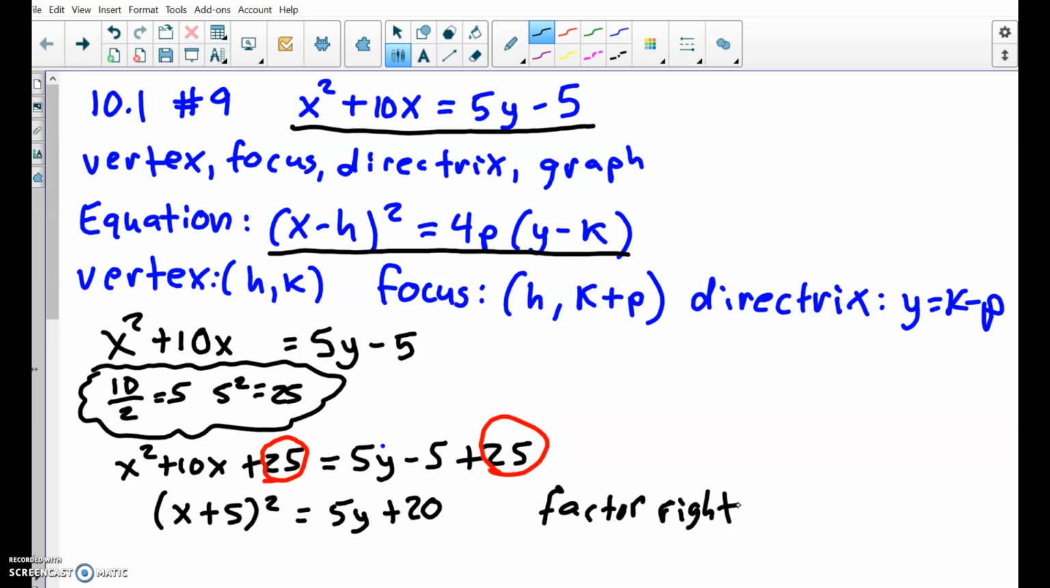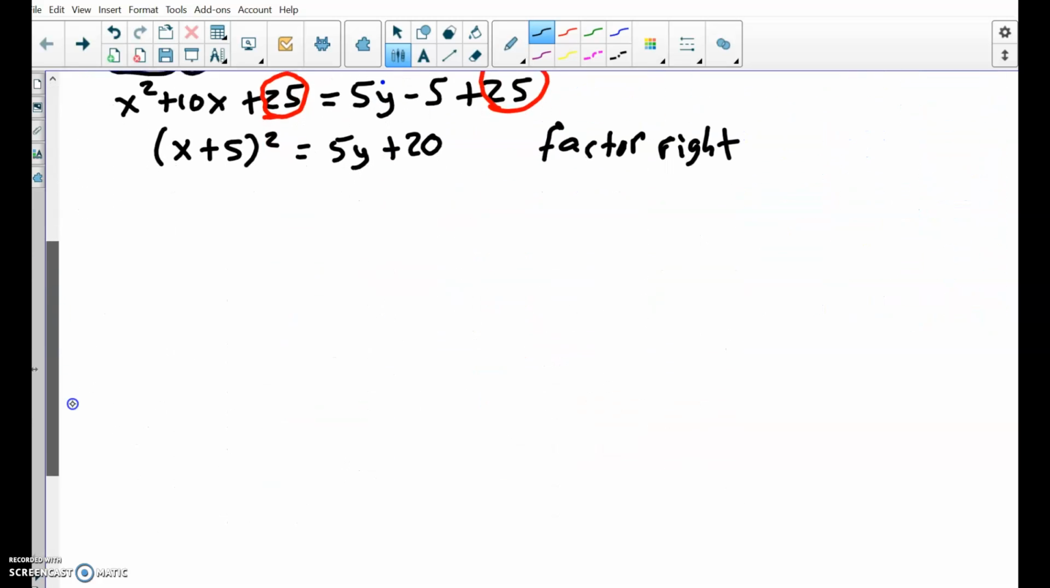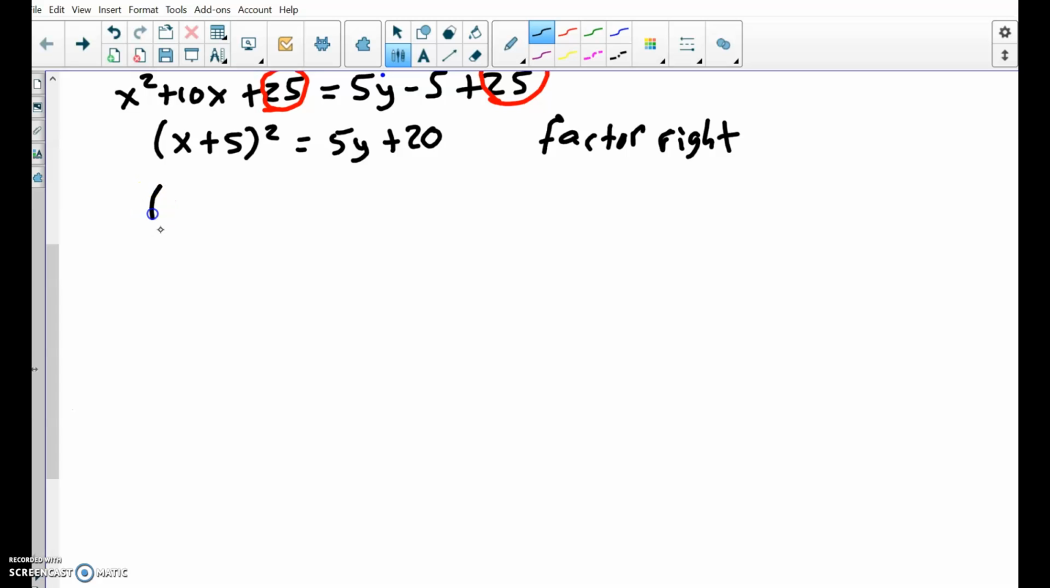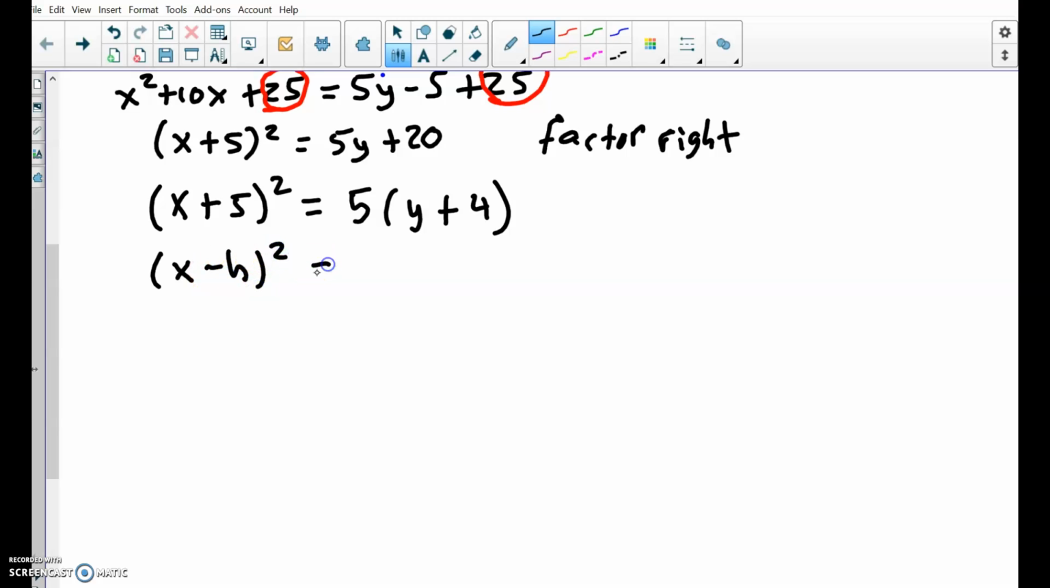Okay, so factoring on the right hand side, we're going to get x plus 5 squared equals 5 times (y plus 4), so we factor out a 5. Okay, so now this is looking like our equation. So x minus h squared is 4p times y minus k. So now we can look and figure out which parts are which.